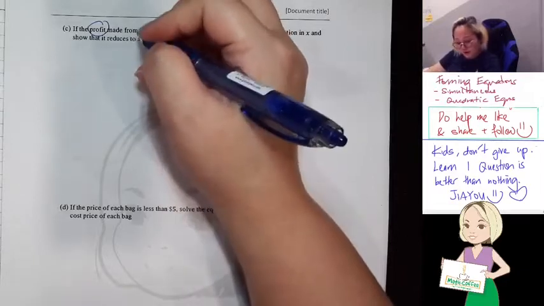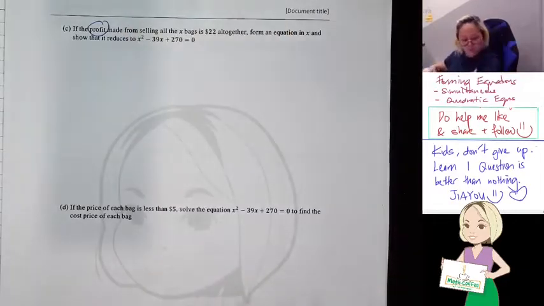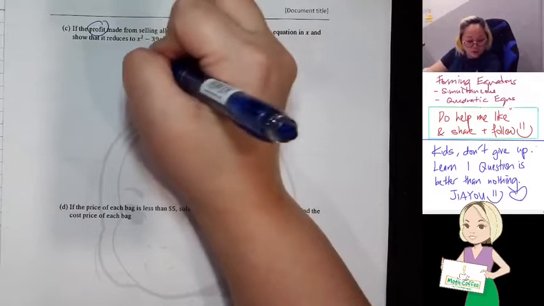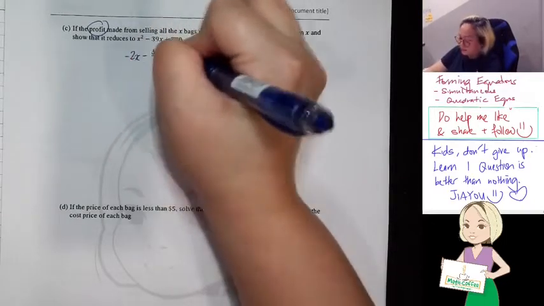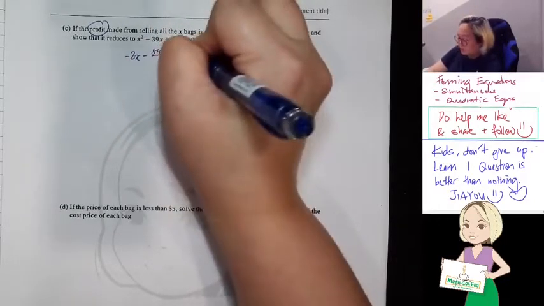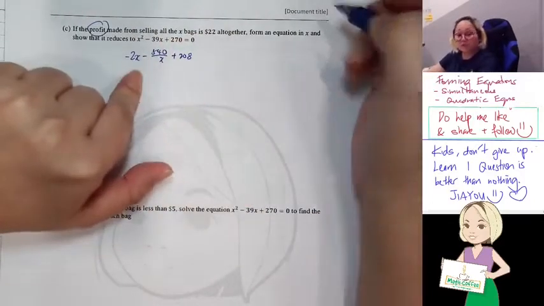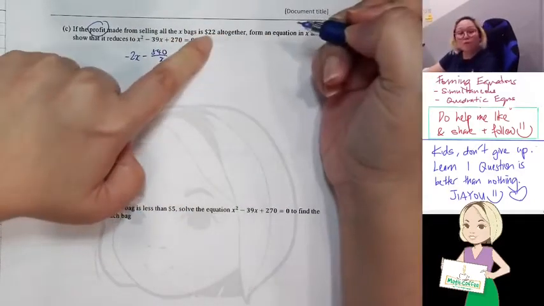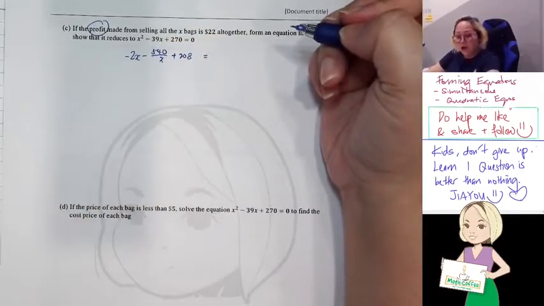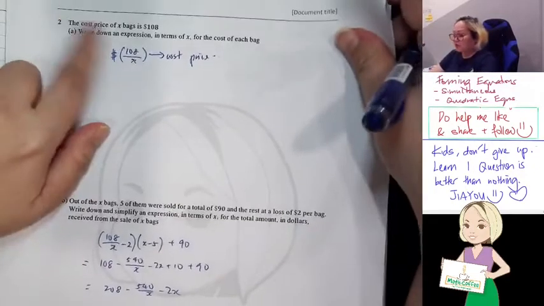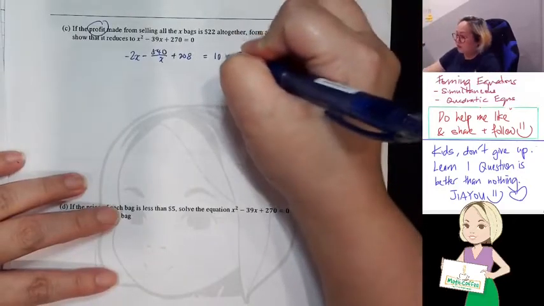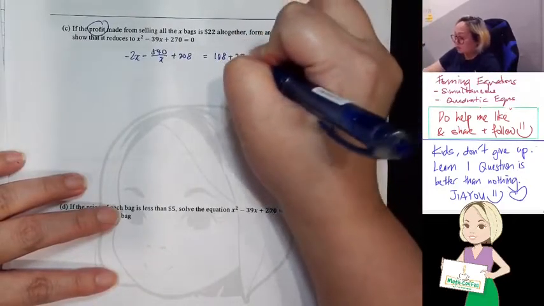So I have minus 2x minus 540 over x plus 208. This is the total amount that I received. My profit is $22. I spent initially $108. So that means I actually received $108 plus 22.